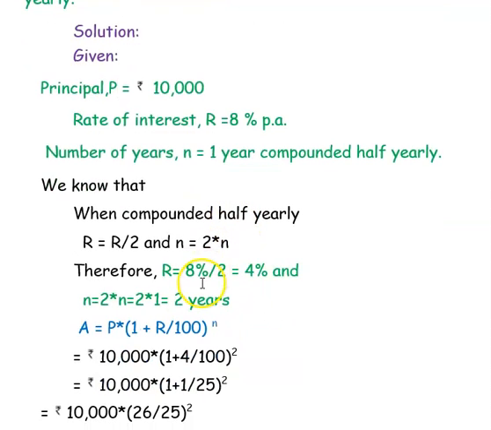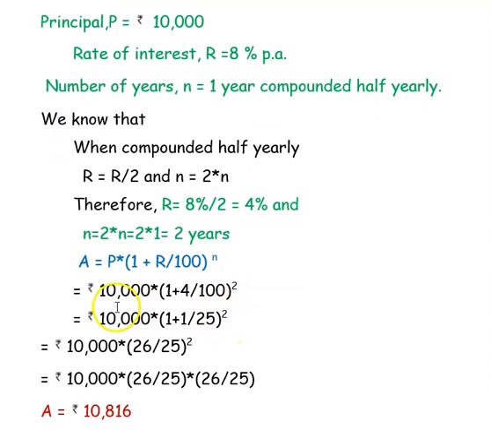So now it's given rate of interest is 8%. So if it is 8% divided by 2, then our rate of interest will be 4% for compounded half yearly. The number of years is 2 into N. So here N is given 1 year. So 2 into 1, which is equal to 2 years. So now we know that amount equal to P into 1 plus R divided by 100, the whole power N. So this is the formula to find the amount when compounded half yearly.